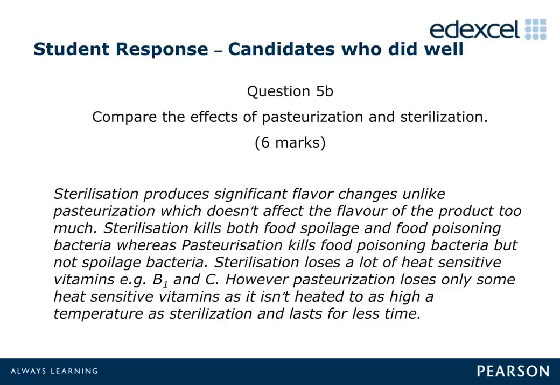Now we are going to look at question 5b, a comparison of the effects of pasteurization and sterilization on food. This answer is excellent, and there is evidence of the response being planned before it was written. Each sentence examines one effect, referring each time to both preservation methods. The response includes accurate and detailed information, the naming of vitamins, for example. Full marks were given for this answer.